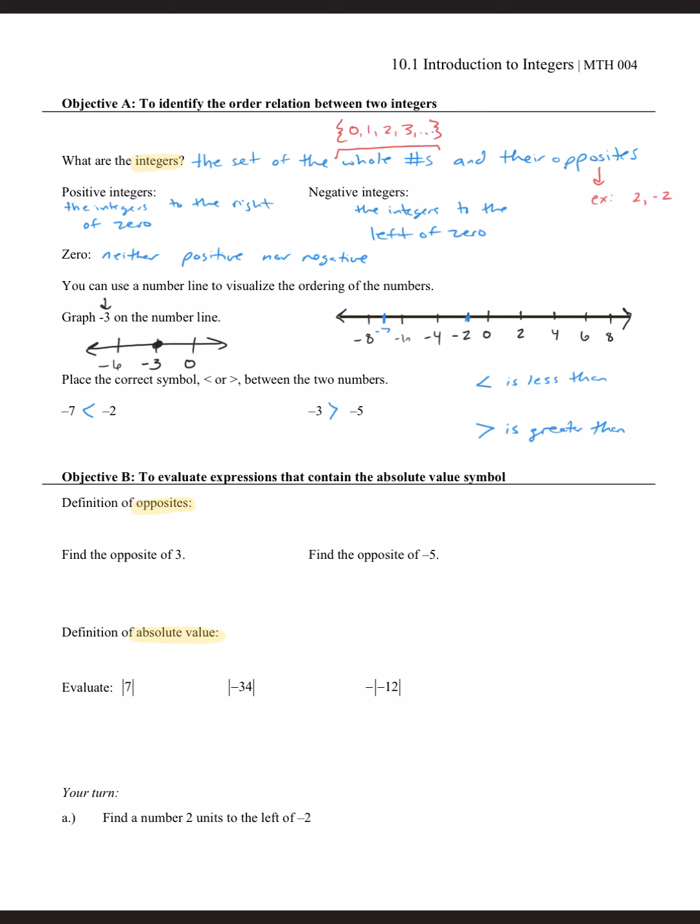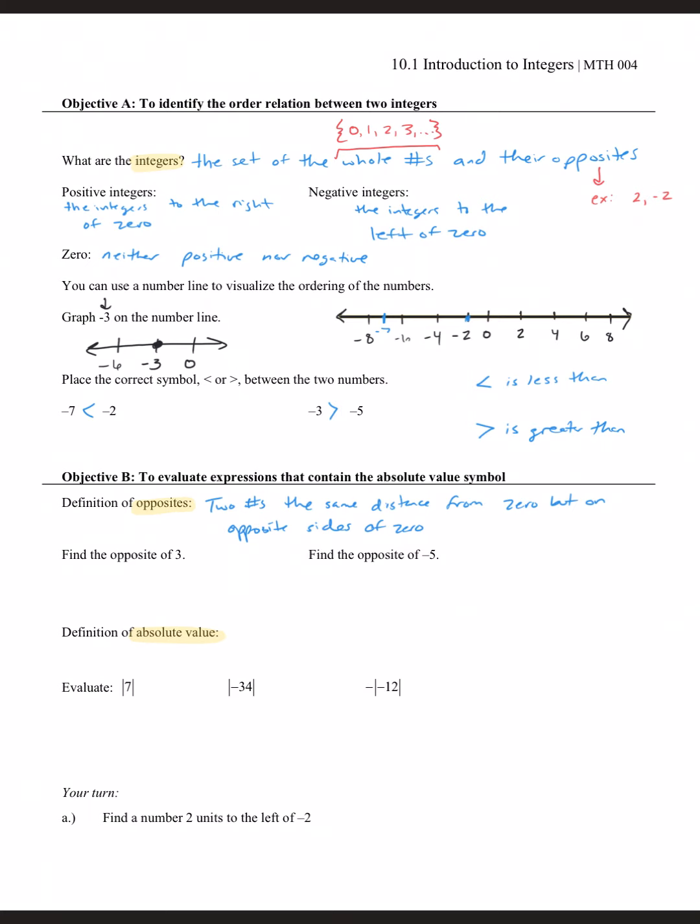The definition of opposites: these are two numbers the same distance from zero, but on opposite sides of zero. Just like we talked about up here, we talked about opposites, 2 and -2. 2 and -2 are both 2 units away from zero, but on opposite sides of zero.